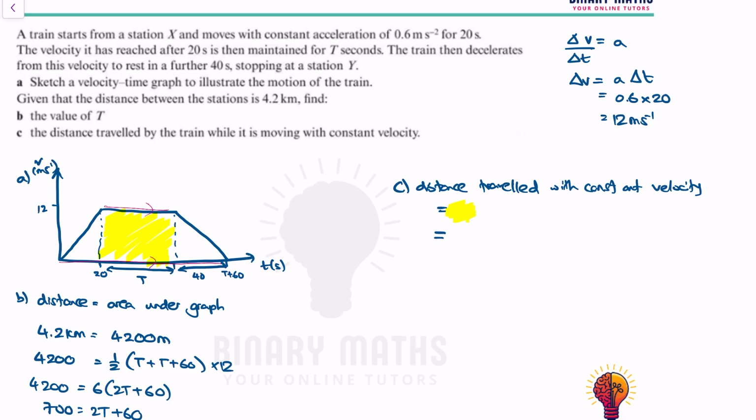which is equal to t times 12, 12t, which is equal to 12 times 320, which ends up being 3,840 meters.